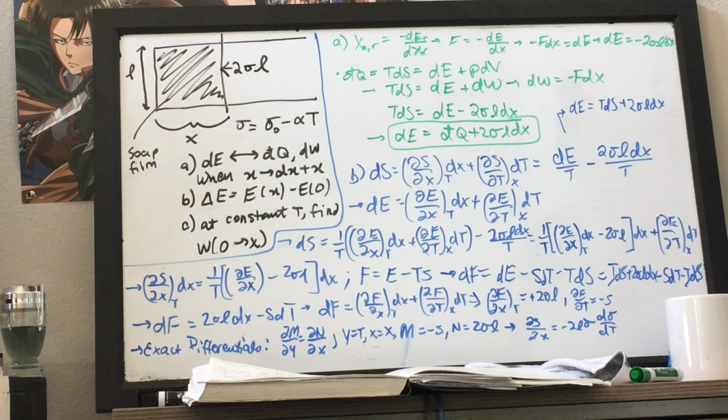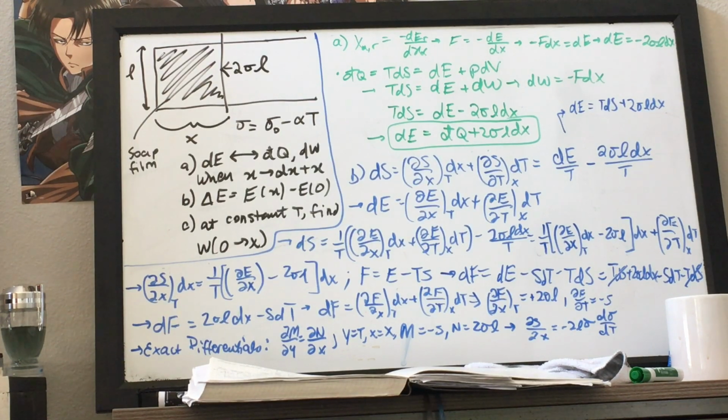We also know that we can rewrite sigma as a constant sigma naught minus alpha times the temperature T, where sigma naught and alpha are both just some arbitrary constants that are independent of temperature or the position x.